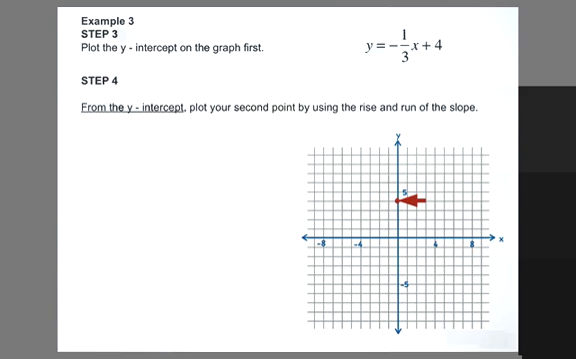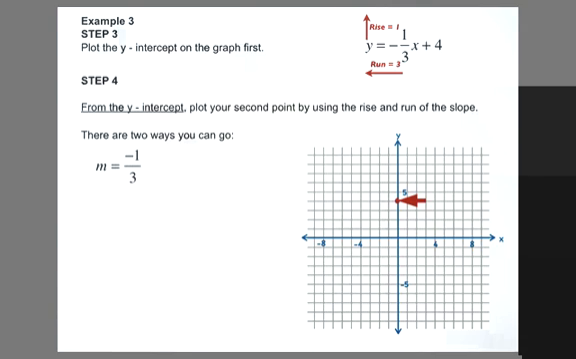From the y-intercept, we'll plot our second point using the rise and run of the slope. So, our rise is 1, and our run is 3. One of them has to be going in the opposite direction though. Here we've taken our run as negative. There are two ways we can go.